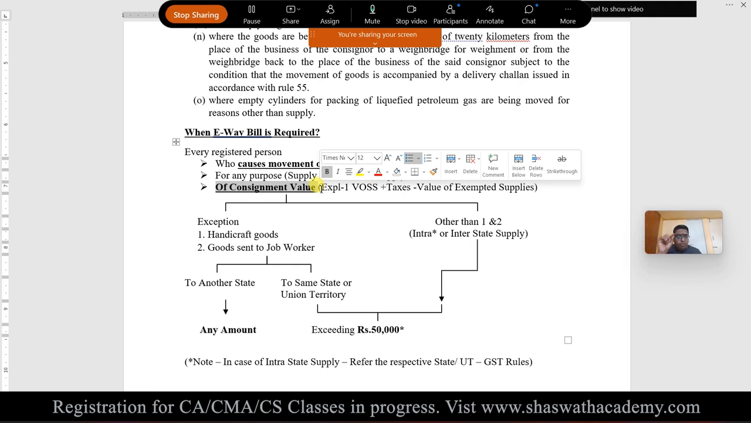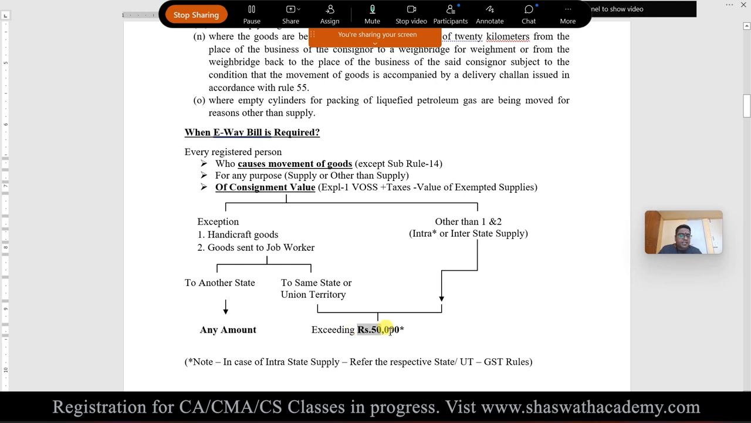For that purpose, I want to make it very clear. Intrastate, within the state, we have different limits for different states. Therefore, in our examination, they will not be testing you on intra. Interstate, if the consignment value exceeds 50,000, only then I will go for issuance of e-way bill. My dear brothers and sisters, I am so pained to say this to you guys. Model examination 1 is over.